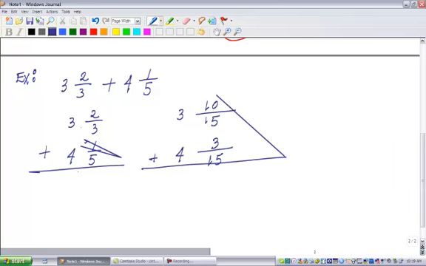Now I'm adding them. Okay, give me 1 second. It's not working.